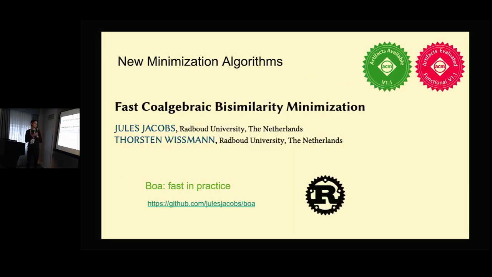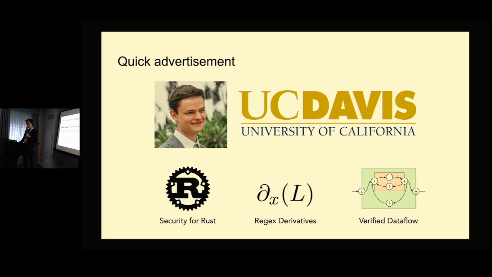So this work is about a new minimization algorithm that actually ends up being fast in practice. And it's built on this really exciting tool called BOA, which is implemented in Rust and which you can try out. And it seems to also beat a lot of very specialized tools despite being general to this general functor scenario.